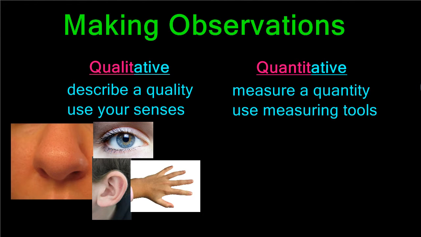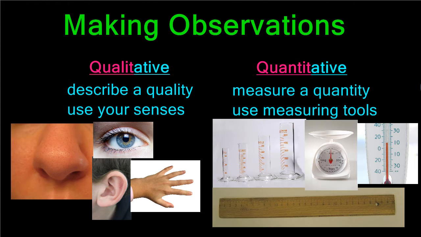Quantitative data measures a quantity. You would have to use a measuring tool, for example, a graduated cylinder to measure volume, a scale to measure mass, a thermometer to measure temperature, or a ruler to measure length. Qualitative data are usually words, qualities of an object. Quantitative data are numbers.